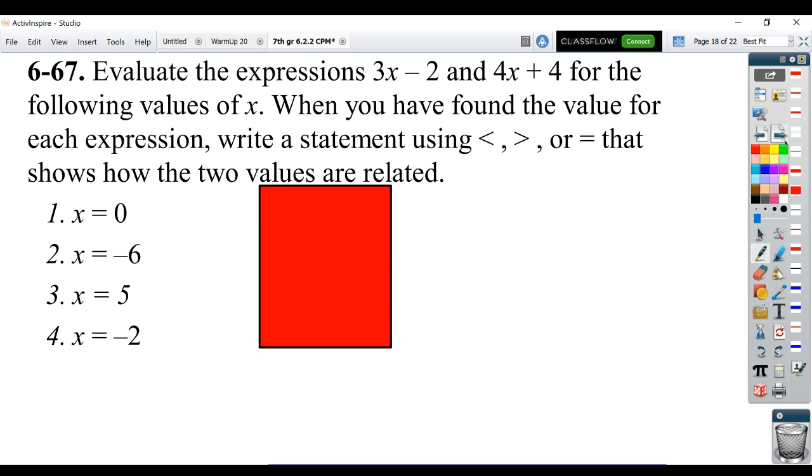For 667, you're going to evaluate the expressions 3x minus 2 and 4x plus 4 for these values of x. When you found the value for each expression, write a statement of less than, greater than, or equal to show how their values are related. So you're going to put x equal to 0 in place of x here, and then in place of x here. And then is this less than this, or greater, or are they equal? Same thing here. You're going to do the -6 in place of x in both expressions. Is the left greater than, less than, or equal to the right, and so on. And then you'll do the third and the fourth as well.